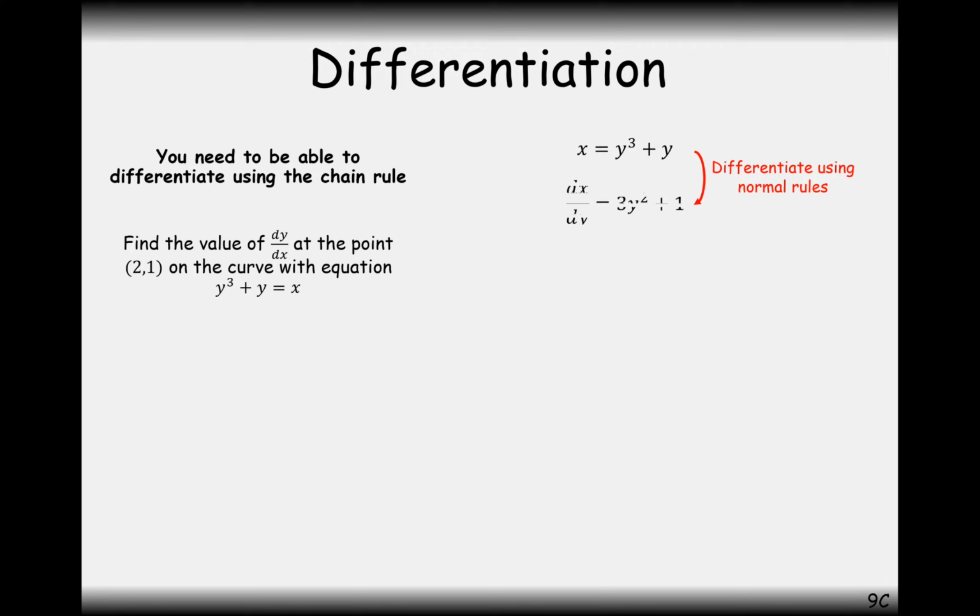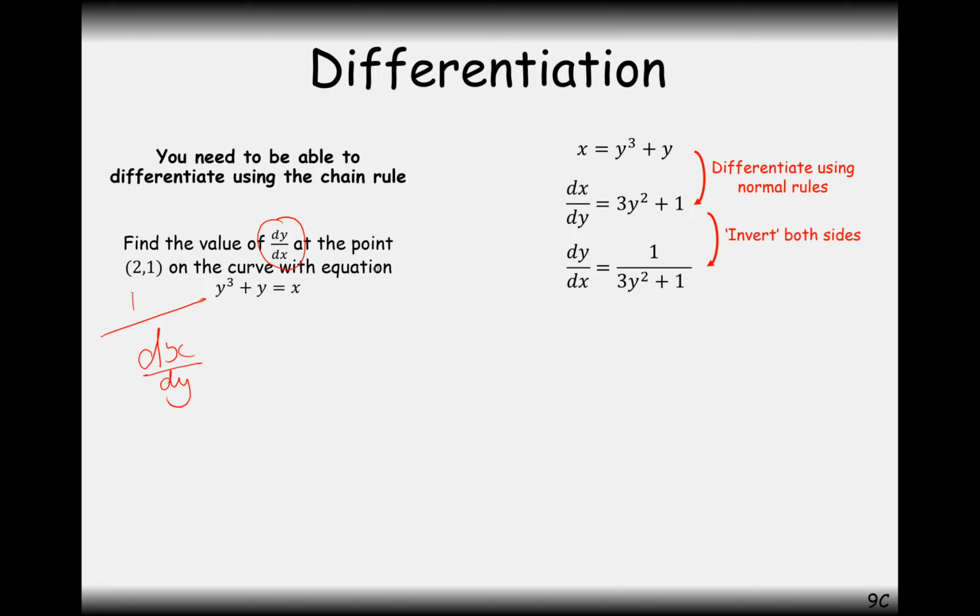So it's going to become dx by dy, so we've effectively swapped the letters over here, 3y squared plus 1. And then the rule to get back to dy by dx is to do 1 over dx by dy. So now applying 1 over dx by dy, or invert both sides, and you get dy by dx equals 1 over 3y squared plus 1.